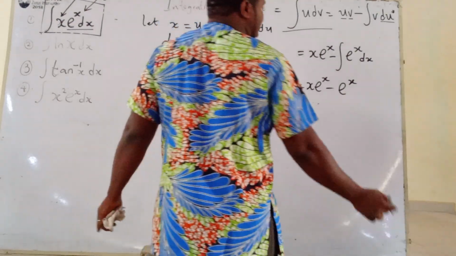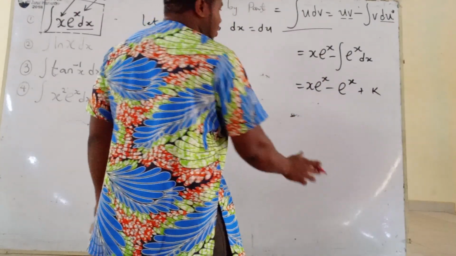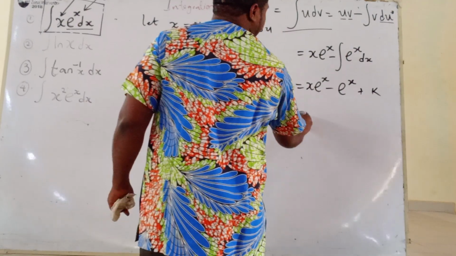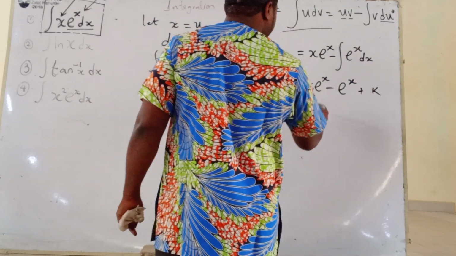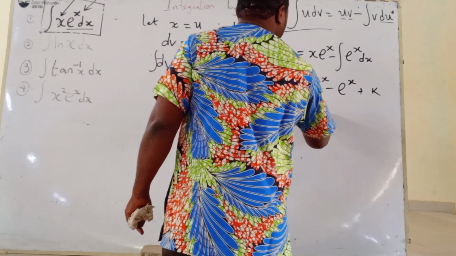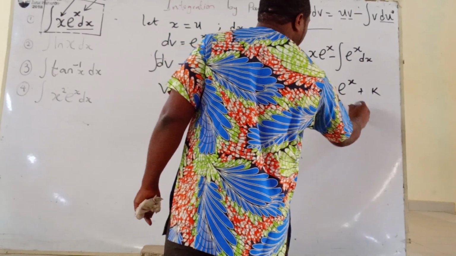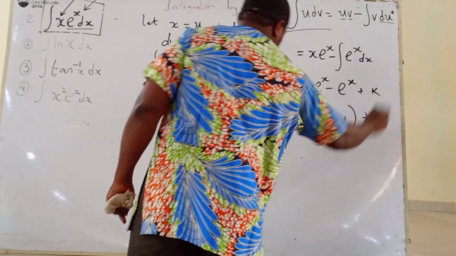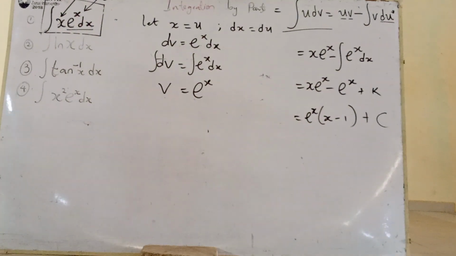Fantastic. Very simple. Then you can add your constant of integration, constant k. That's all. If you like, you can take it a step further. I can factor out exponential x here. So I can have exponential x into x minus 1, plus your constant. And that is that. How simple is this? Are we together? Who does not understand?